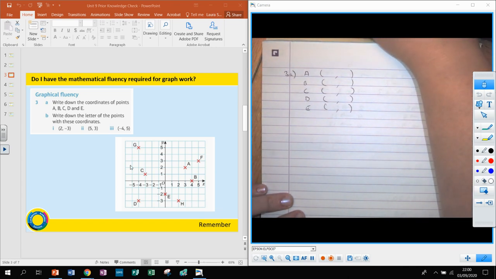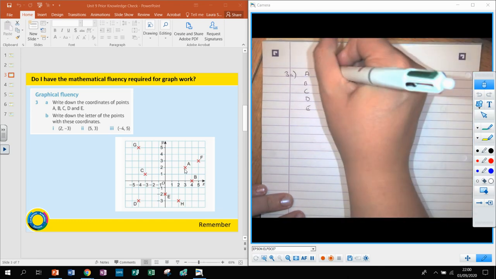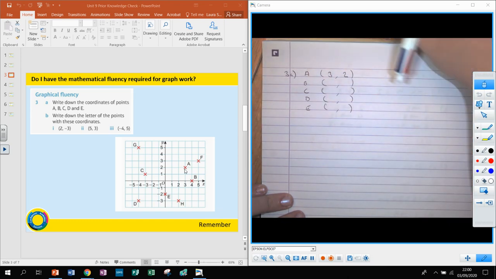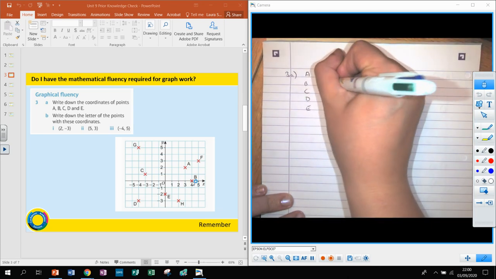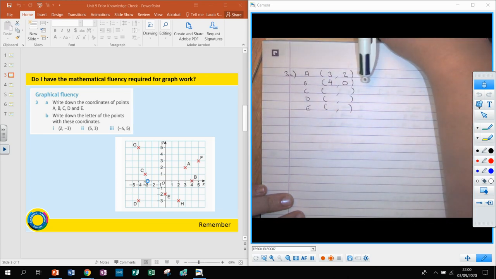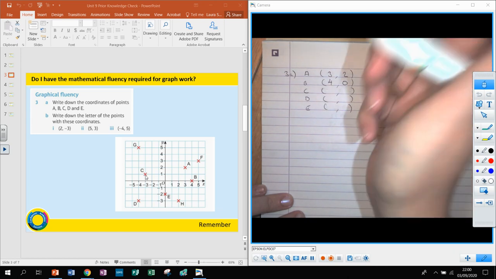All right, so let's look at A. Let's find it first. That's here. Remember it's along the corridor, so we're doing the x-axis and then the y-axis. So along the corridor and then up or down the stairs. So that's going to be 3 and then up to 2, so that would be (3, 2). If we look at B, that's going to be 4. We're not going up at all, so that's (4, 0). If we look at C, we're now going to the left, so that's (-3, 1).